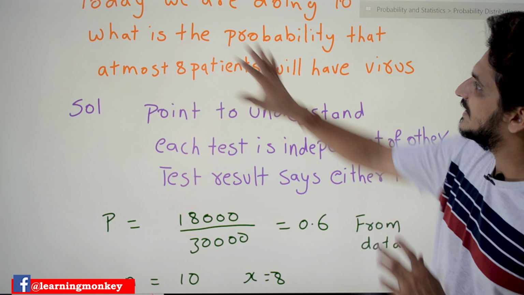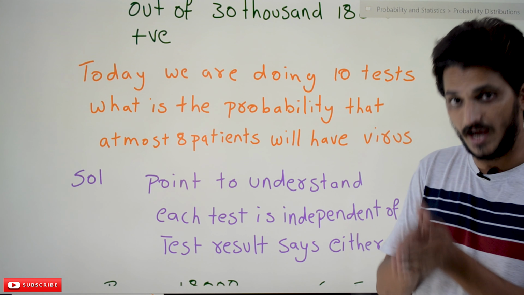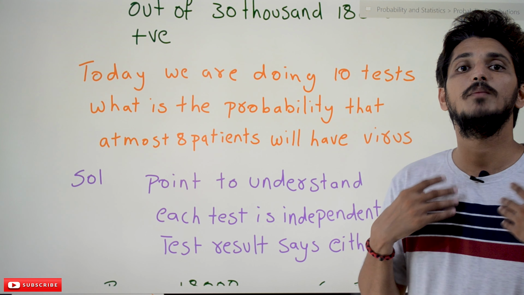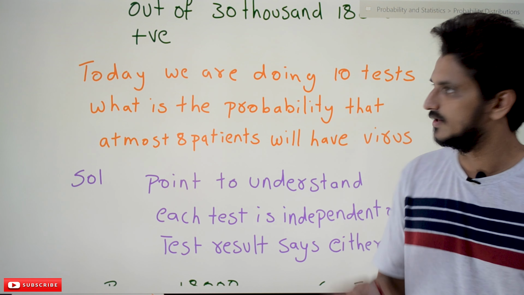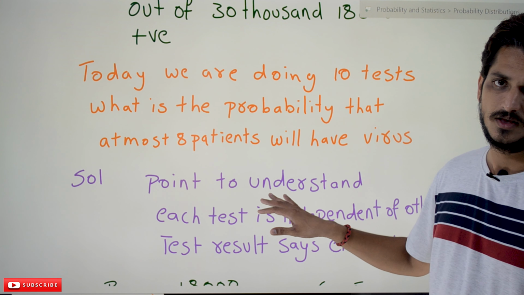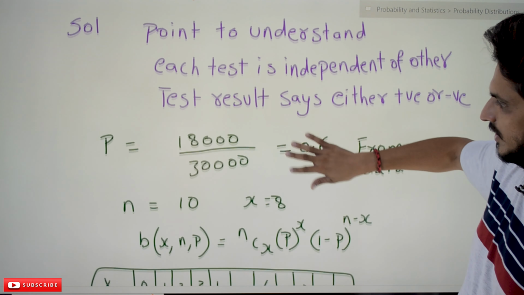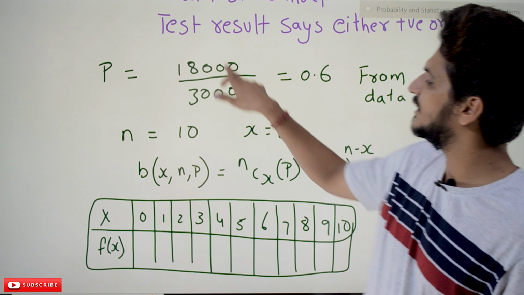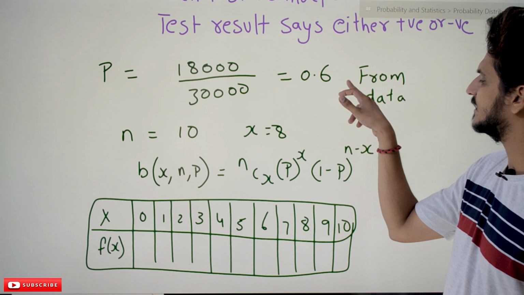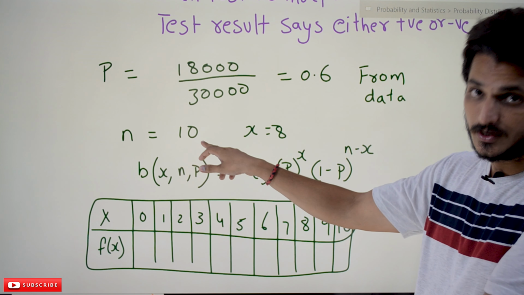Now we have made 10 different tests. It means if a Bernoulli experiment is repeated n times, we can apply binomial distribution. That is what we discussed in our previous class. So we can convert this example into a binomial distribution. The P value is 18,000 by 30,000, that is 0.6. This is given from the data. N is equal to 10. We are going to take n tests.